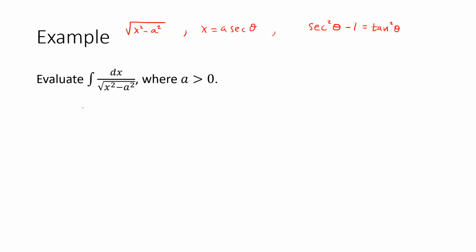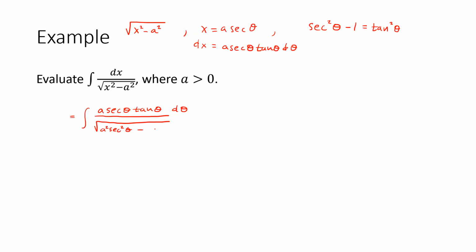So let's work it out. Well, we've actually written out up here exactly what we're going to substitute. x equals a secant theta, and then dx will be a secant theta tangent theta d theta. So let's rewrite the integral now. So we got a secant theta tangent theta d theta in the numerator. Then we got the square root of a squared secant squared theta minus 1. Or sorry, minus a squared.